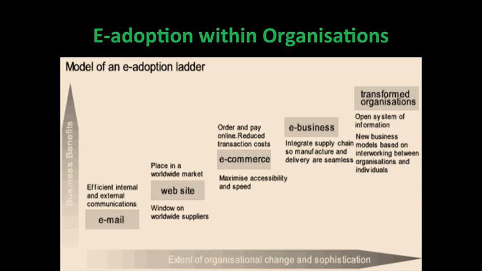So looking at the e-adoption within our organisations, we go from email, which is efficient internal and external communications, to the website, which is a window to the worldwide market of suppliers, e-commerce, where you order and pay online, reducing transactional costs and maximising speed, and again we're moving towards a sort of organisational change and sophistication. There's e-business, where it integrates the supply chain from manufacturer till delivery seamlessly, and finally transformed organisations. It's an open system of information, which is very much new business models based on interworking between organisations and individuals.